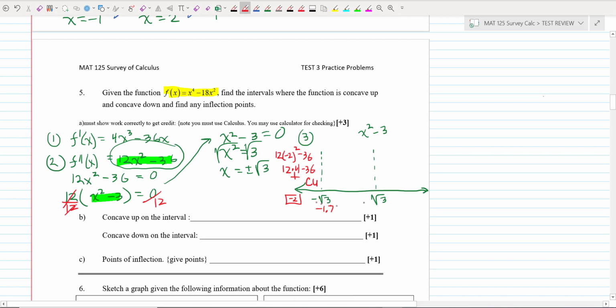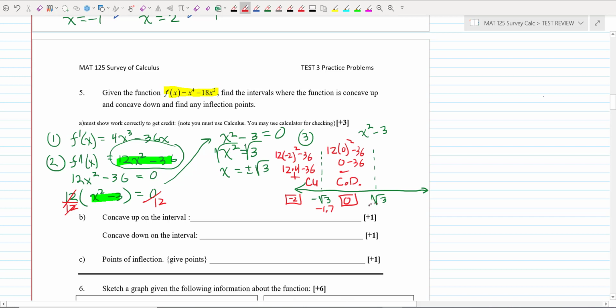Okay, pick a test point between negative root 3 and root 3. 0 is a good obvious choice. So we'd have 12 times 0 to the second minus 36. Okay, what matters is that's a negative result. That means you are concave down.